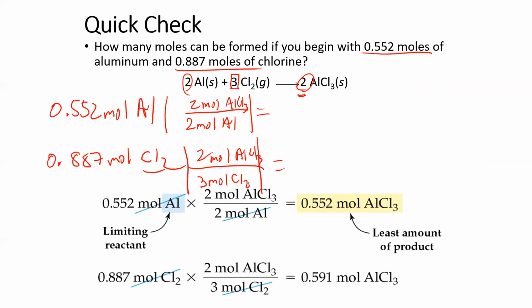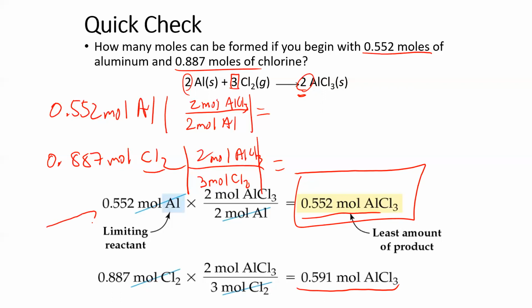I get 0.552 moles of aluminum chloride and I get 0.591 moles of aluminum chloride. I get 2 answers because each amount of reactant can dictate a different amount of product produced. But what do I pick for my final answer for theoretical yield? I pick the smaller answer. And why is that? This aluminum gets used up once I reach that point. It can't produce any more. So the aluminum is a limiting reactant.